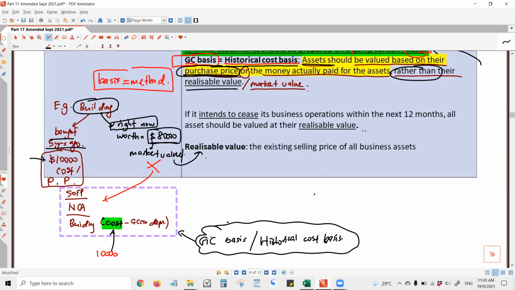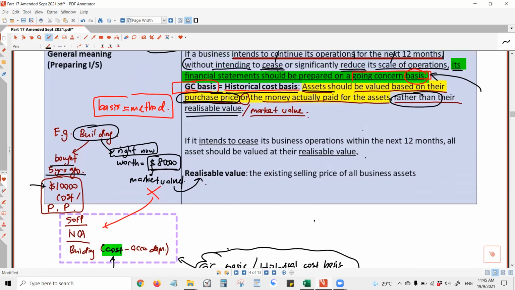Okay, now what about the other way around? The other way around would be you wish to close down your business. Look at the next paragraph. If it intends to cease its business operation, cease means stop, that means if you wish to close down your business, then you must not use going concern basis. You must measure all the assets at realizable value. You can see all assets should be valued at their realizable value. So this is the other way around.